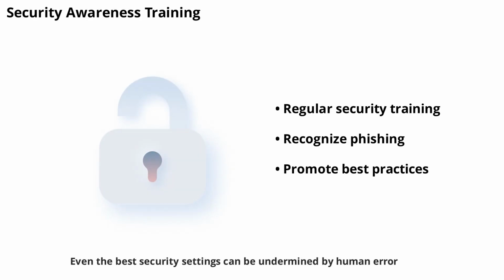Even the best security settings can be undermined by human error. Provide regular security awareness training for your support team. Teach them to recognize phishing attempts, handle sensitive data responsibly, and follow best practices. A well-trained team is your first line of defense against social engineering attacks.